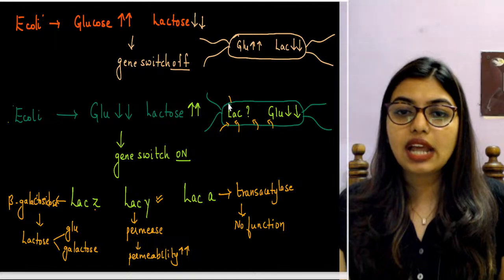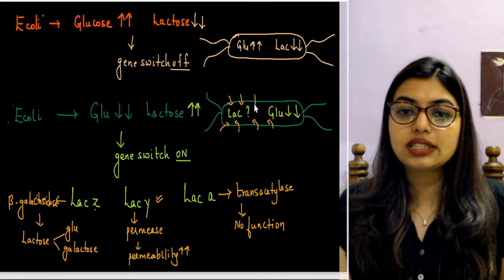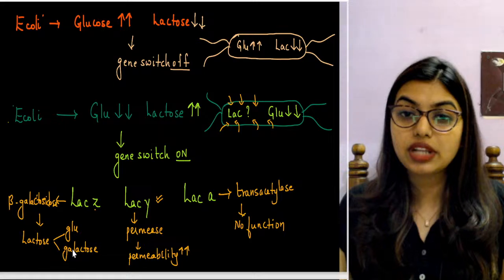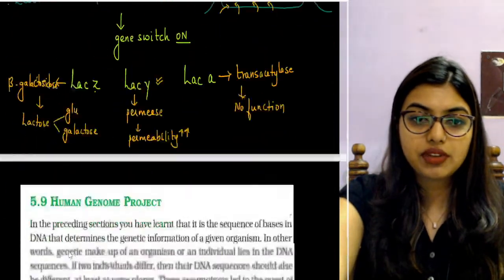If lactose does not enter the E. coli cells, then there is no way that the gene is going to get switched on. All of you agree with this, no?